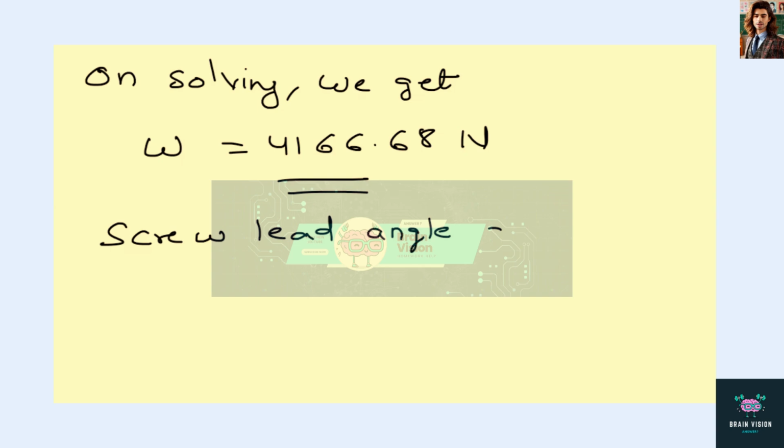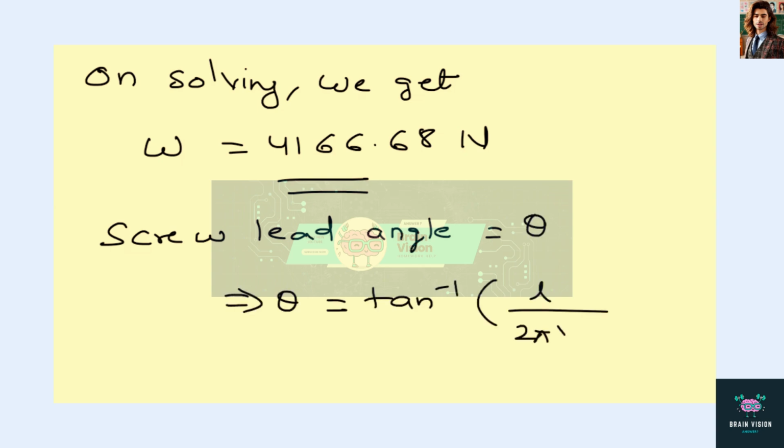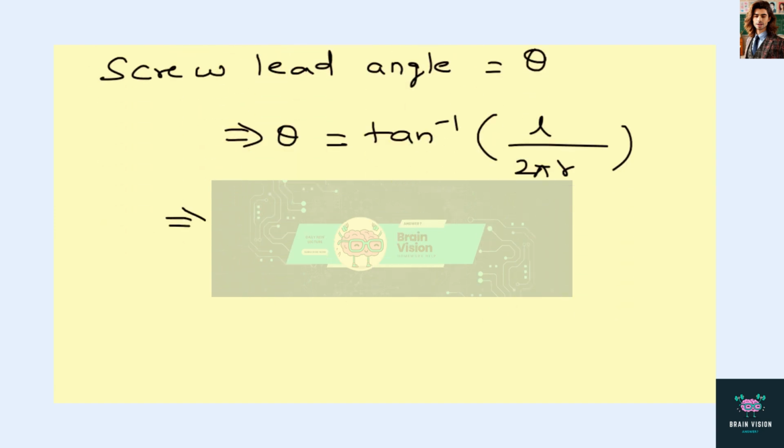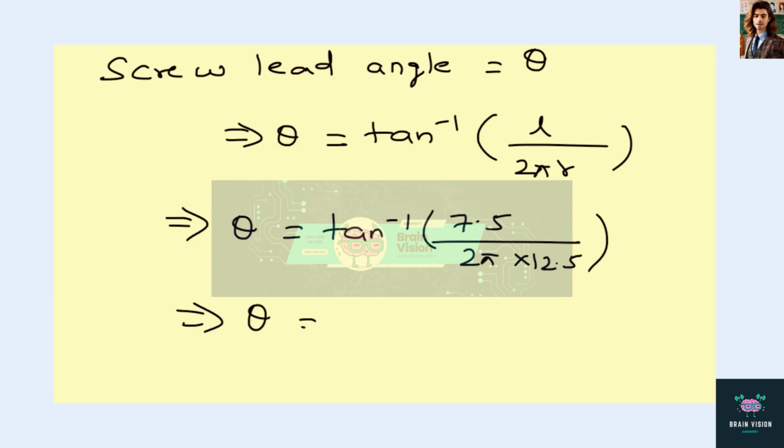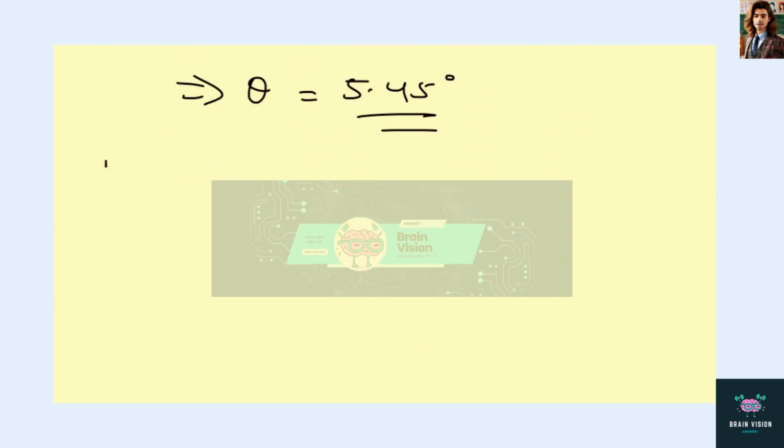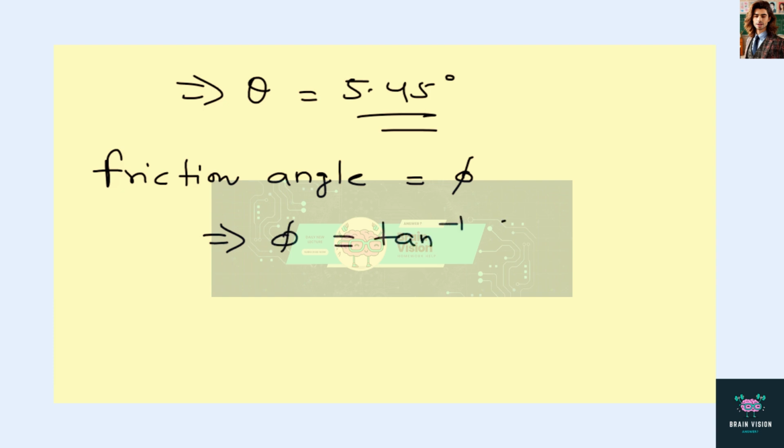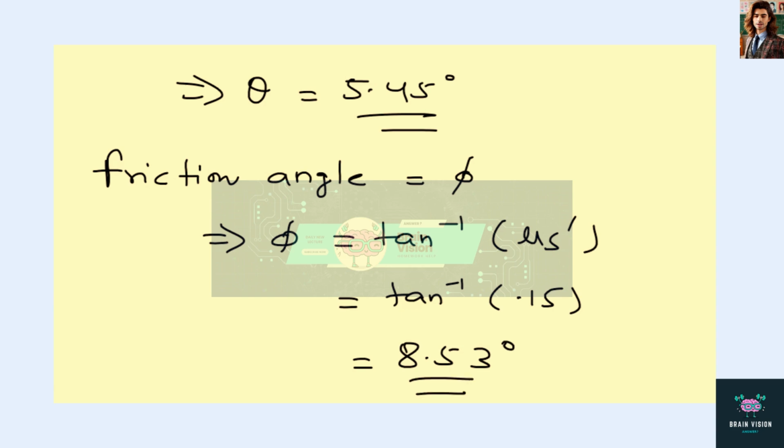Now screw lead angle is equal to theta. So theta is equal to tan inverse L by 2 pi r. Now we can get the value of theta by putting the value of L and r in this equation. So theta is coming as 5.45 degree. Now going ahead, friction angle is equal to phi, or phi is equal to tan inverse mu s dash. So putting the value of mu s dash here, we get phi is equal to 8.53 degree.